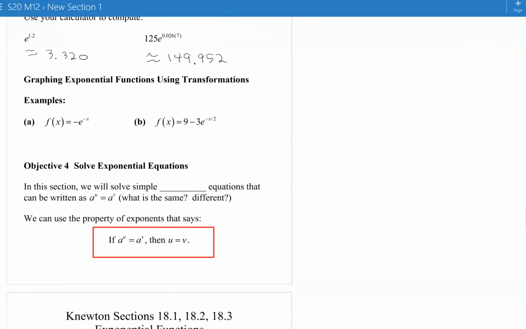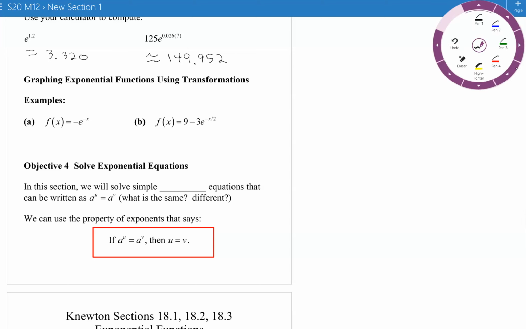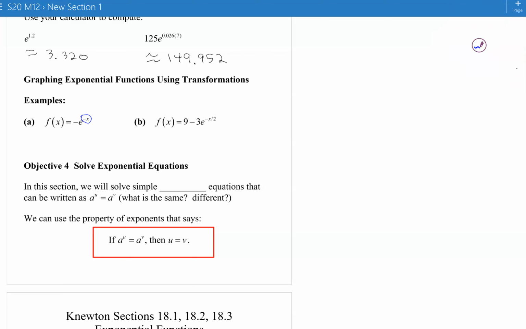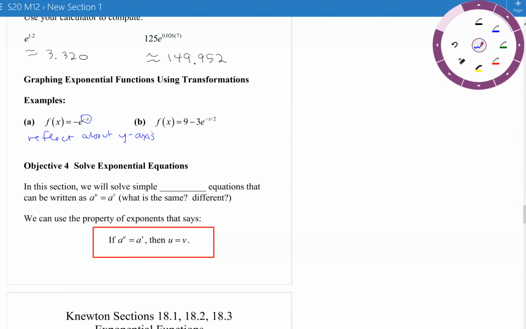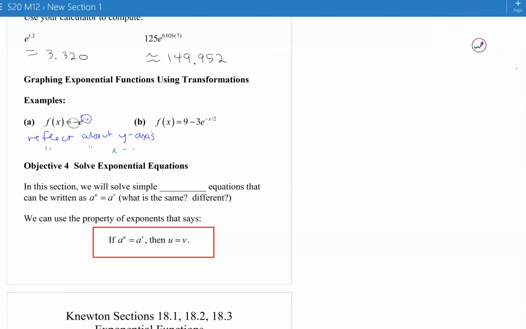Okay, then a couple more transformations using e for the base. And the first one is going to be a reflect about the y-axis because it's happening before the function. And then we're going to have a reflect about the x-axis.